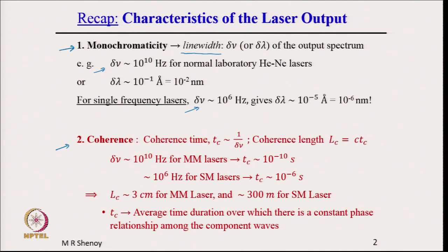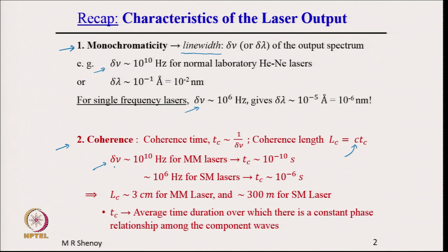Coherence is characterized by the coherence time T c or tau c, which is 1 by delta nu, where delta nu is the line width, and the coherence length is given by L c is equal to c into T c, where c is the speed of light.